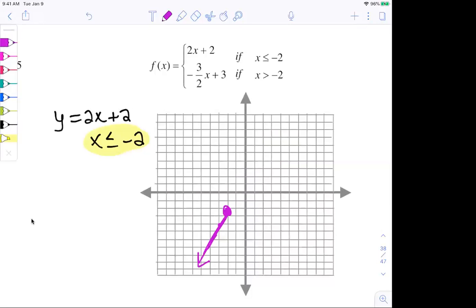All right, so then I'm going to do this again. My second equation is -3 over 2x plus 3. So going up to 3, down 3, right 2. Or I could go up 3 and backwards 2. So there's my line. I'm still using the value at -2. It says x is greater than -2, so I still need to go to where it's -2. In my graph, I'm going to greater than, so I'm making an open circle here. And then greater than means right.